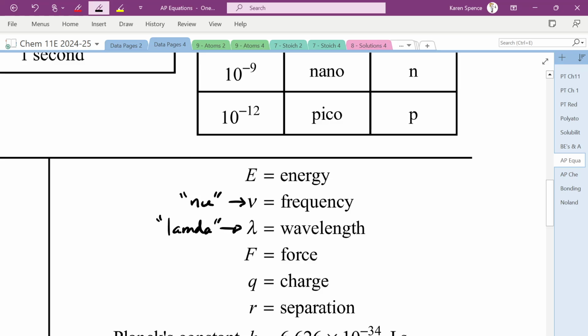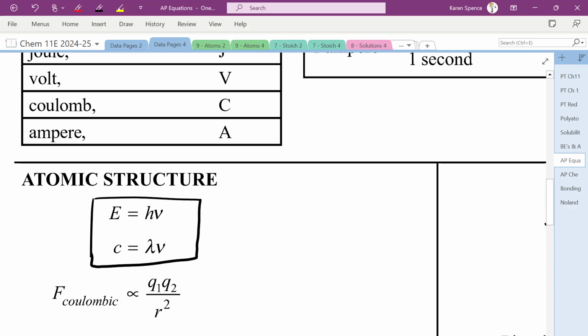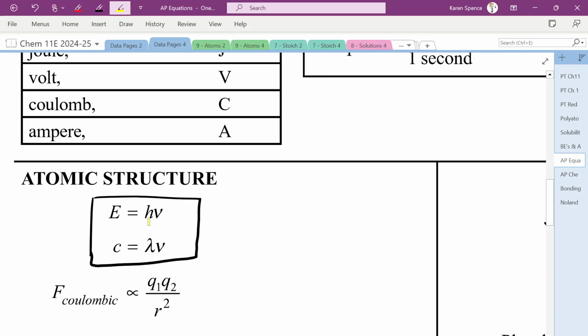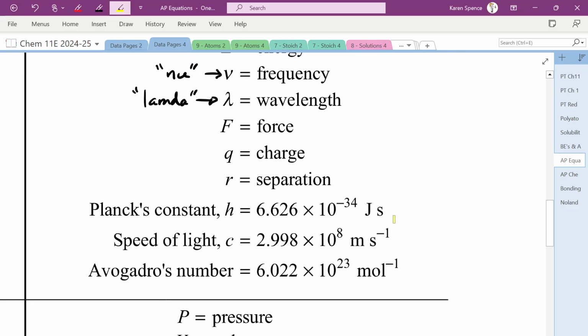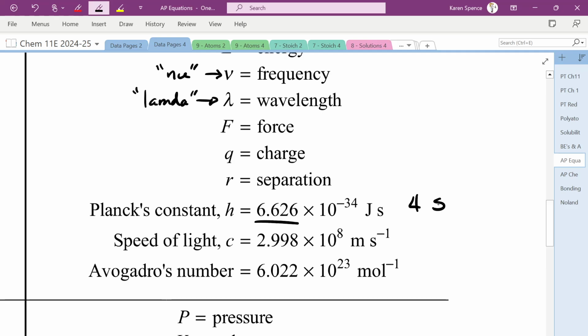Okay, and then there's a couple other things that show up. We have an H, okay, and that is just Planck's constant. And you'll notice, how many sig figs do we have in Planck's constant? 4 sig figs. C stands for the speed of light, because when we're talking about waves, we're talking about electromagnetic radiation. And a lot of electromagnetic radiation is light.